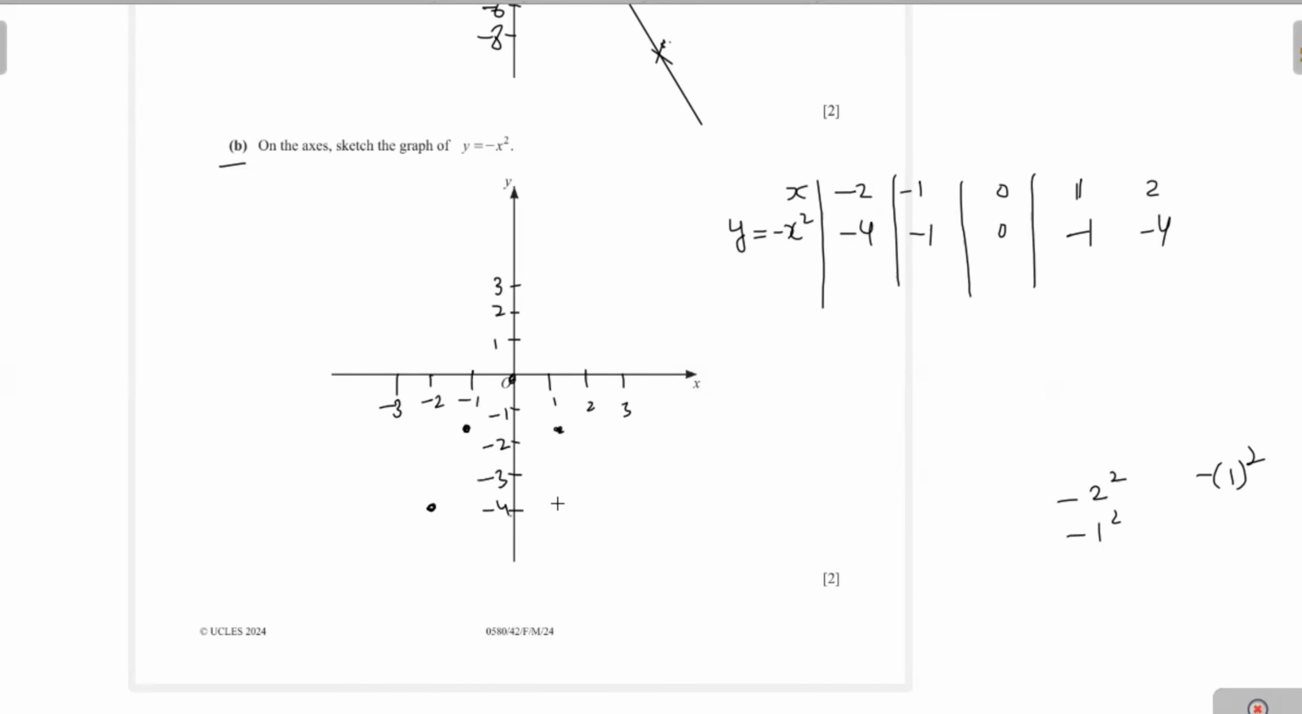And 2, minus 4. This position will be 2, minus 4. We will join all these points. You see here, we get the graph of this equation y equals minus x squared. This is the graph.